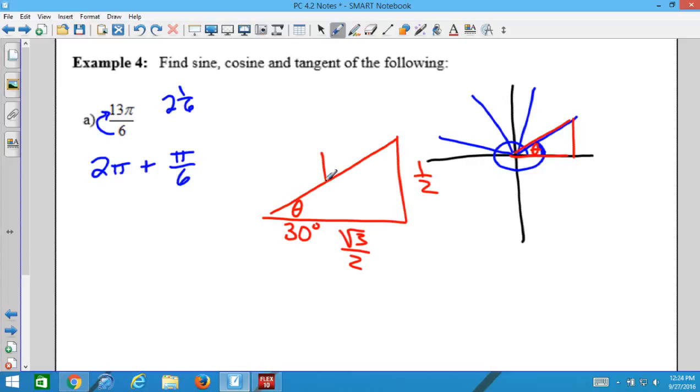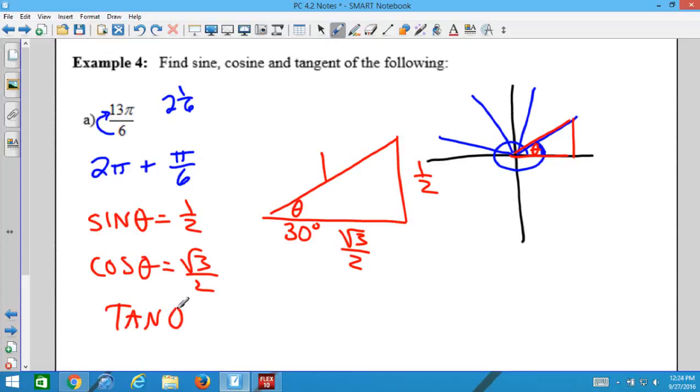And we can fill out our sine theta, 1/2. Cosine theta, square root of 3 over 2. Tangent theta, tangent is y over x. Square root 3, it'd be square root of 3 over 3.